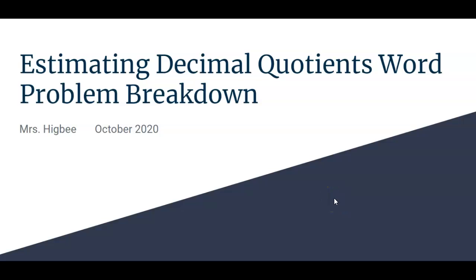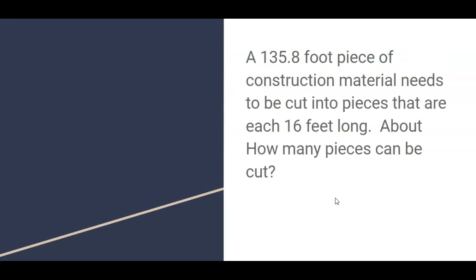Estimating decimal quotients word problem breakdown. The problem we're using today is a 135 and 8/10 foot piece of construction material needs to be cut into pieces that are each 16 feet long. About how many pieces can be cut?